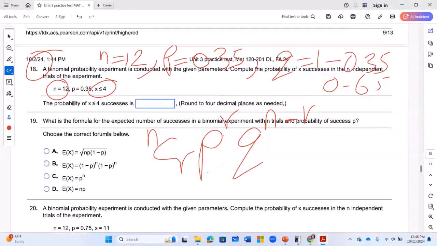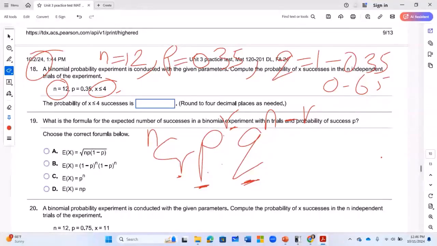N is the sample space. R is the number you want to take at a time. In this particular question, R is 4. P is the probability of success. R is the number you want at a time. Q is the probability of failure. And then the exponent of Q is the sample space minus the number you want at a time.